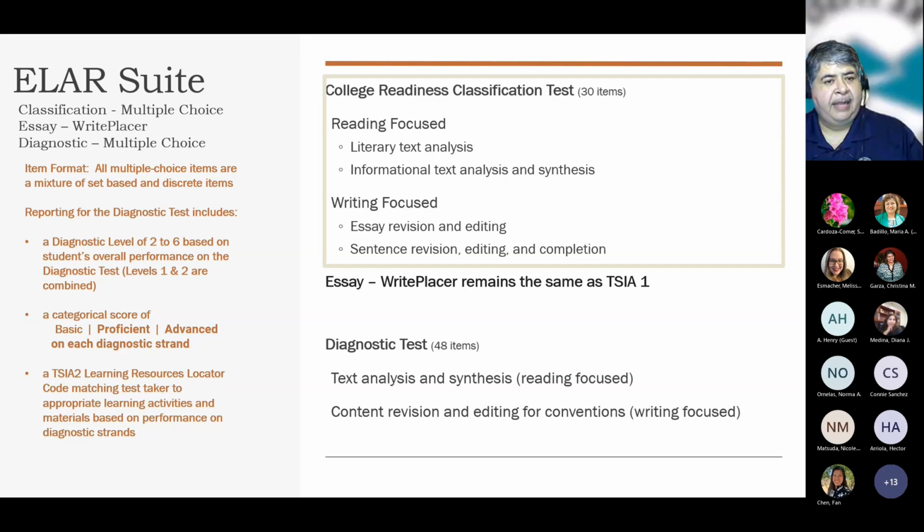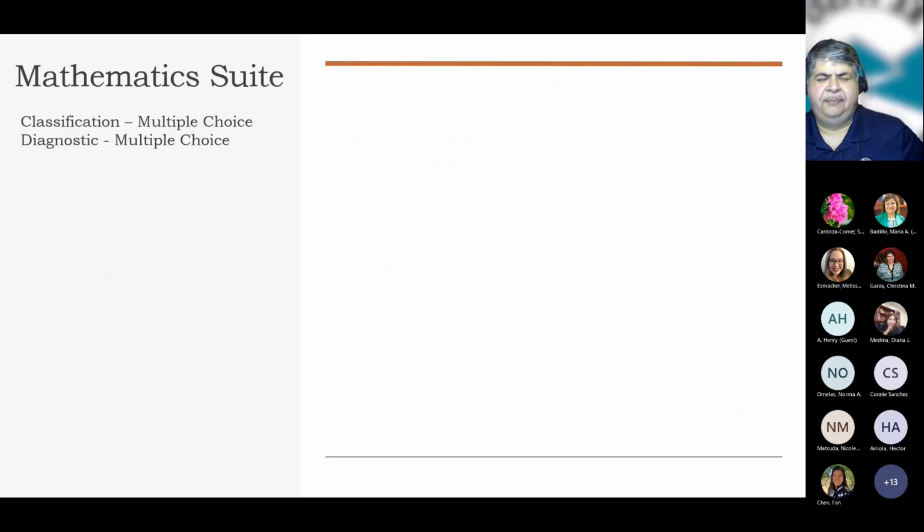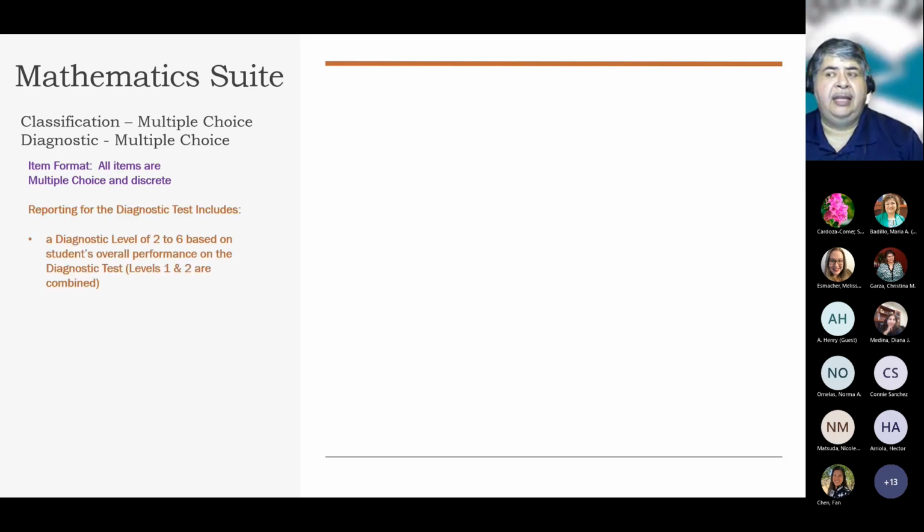Now, for the math suite, it is more simple. It has only 2 exams, which are the classification test and the diagnostic. The classification test will determine if the student has to take the diagnostic, only if the score is not met for the college readiness. If they do get below the college readiness, they will have to take the diagnostic. Again, the minimum score for the diagnostic is a 2, and the maximum is a 6. The 2 represents the 1 and 2 levels combined again.